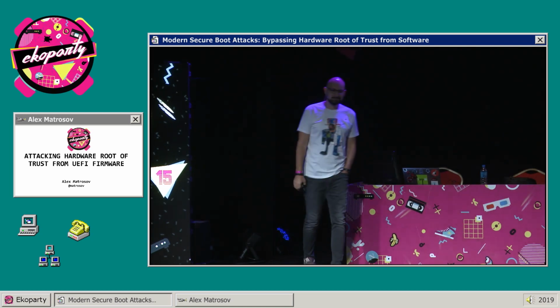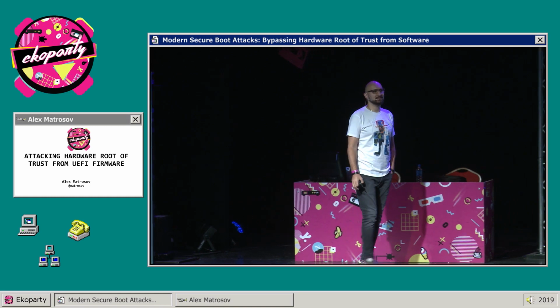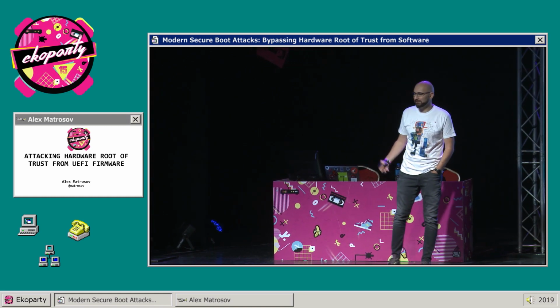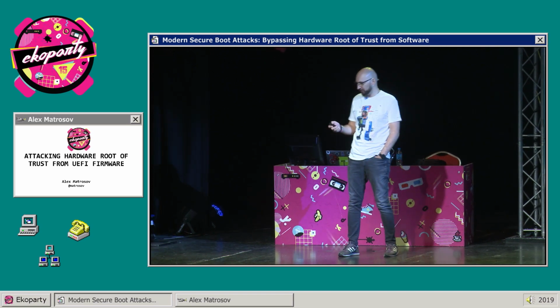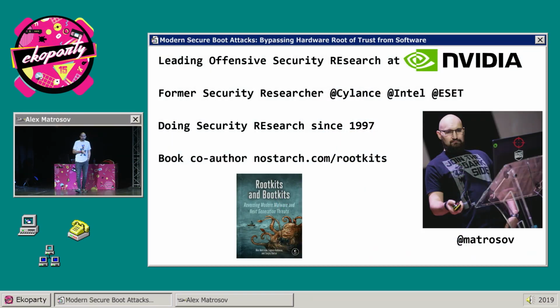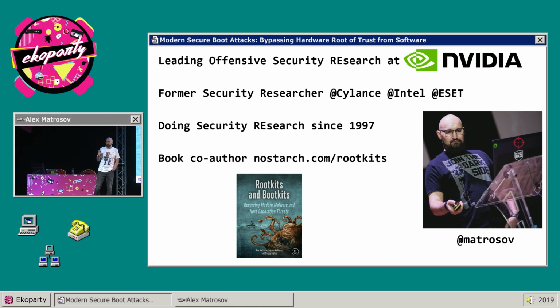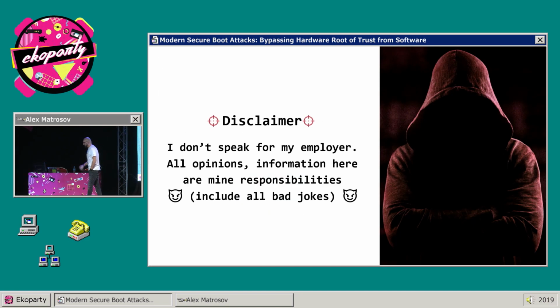Hello, Ekoparty, and I'm glad to be on this stage a second time at this conference. My talk is about attacking hardware root of trust in a common implementation in UEFI firmware. Just a reminder, I'm Alex Matrosov. I'm working for NVIDIA, leading offensive security research there, and I did a lot of work regarding UEFI firmware security research. Just a small disclaimer, I'm not talking from my employer's point of view. I'm just describing my own research, and all bad jokes and mistakes are on me, and of course 0 days too.